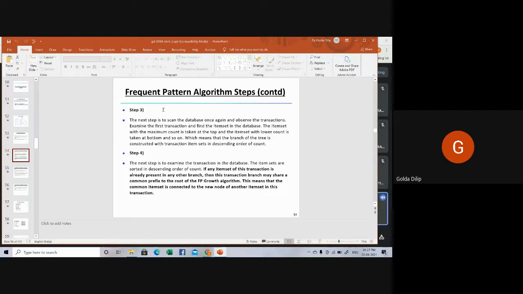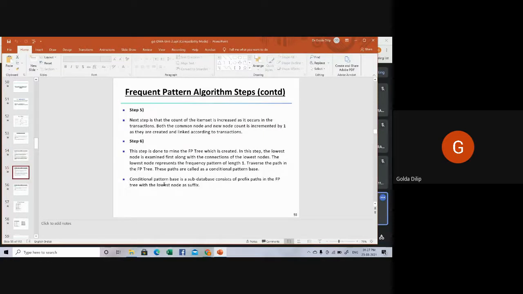The next step is you need to examine the transaction database. Then the item sets are sorted in the descending order of the count. If any item of the transaction is already present in any other branch, then this transaction branch may share a common prefix to the root of the FP growth algorithm. That means the common item set is connected to the new node of another item set in this particular transaction. After that, you count the item set. Next, the count of the item set is increased. If there are common nodes, the existing nodes' count is incremented by 1 and they are linked according to the transaction.